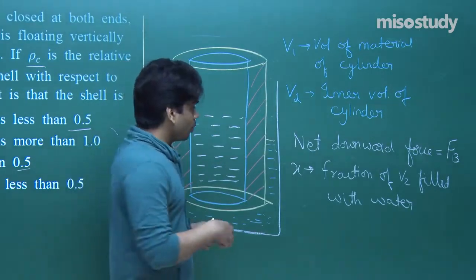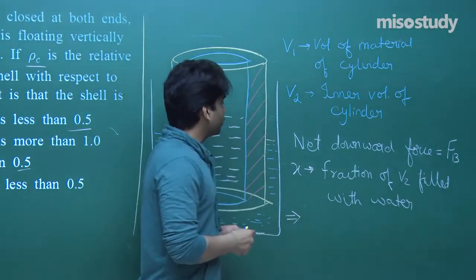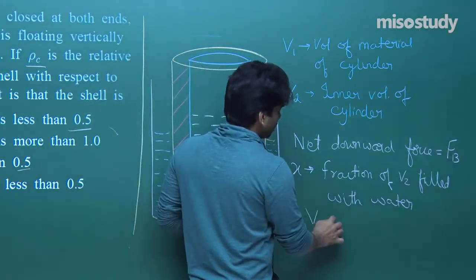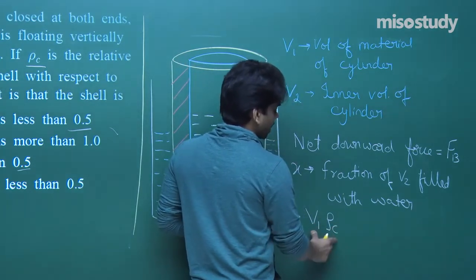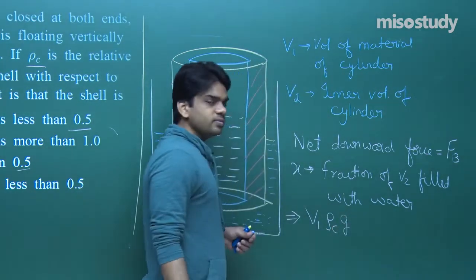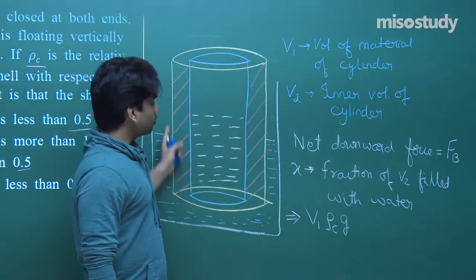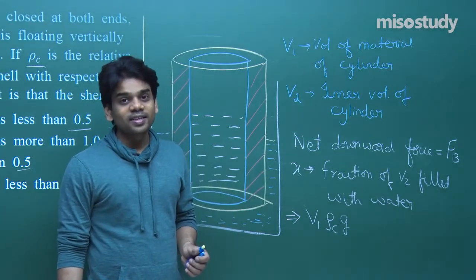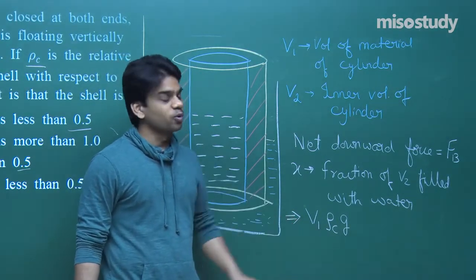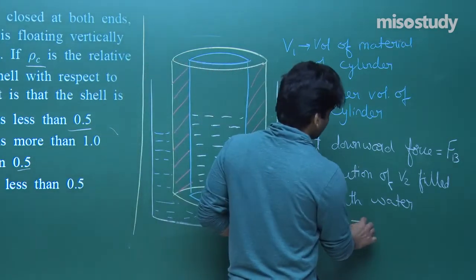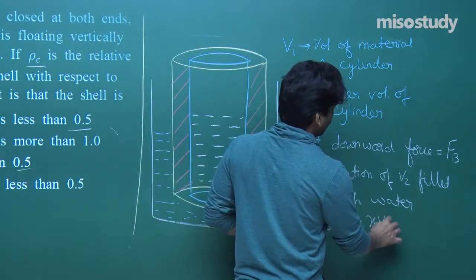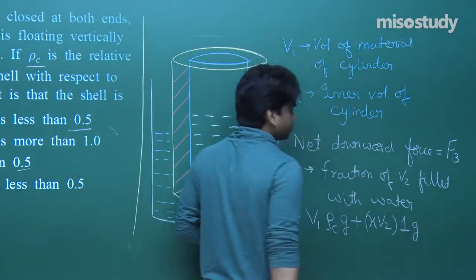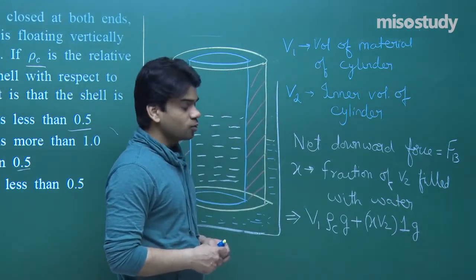Now the net downward force will be equal to the weight of this cylinder. Weight of this material will be V1 into rho c into gravity, that is mass into gravity. V1 is the material volume, its density is rho c, because if we take water density as 1, automatically the density of cylinder will become rho c. So V1 into rho c into G, plus weight of water, that is x into V2, the volume, into density, that is 1, into gravity. So we got x into V2 into 1 into G.